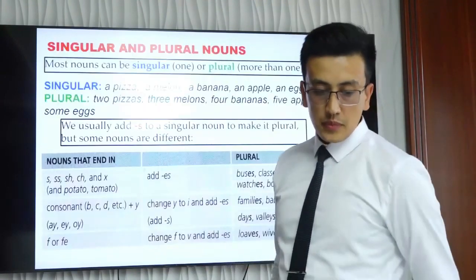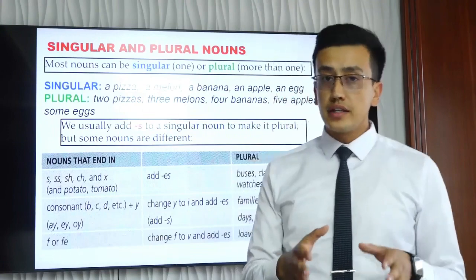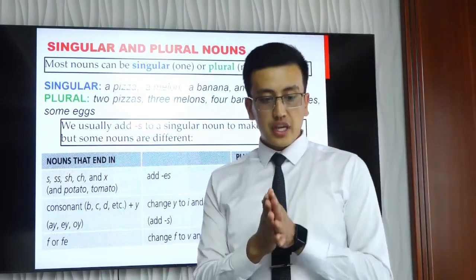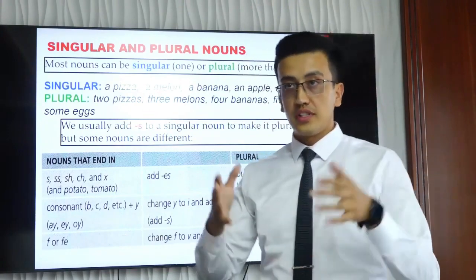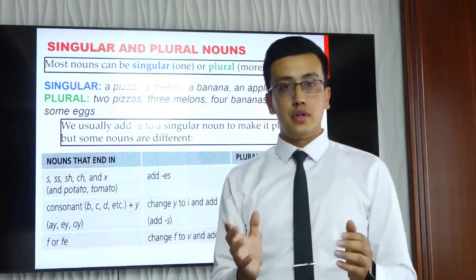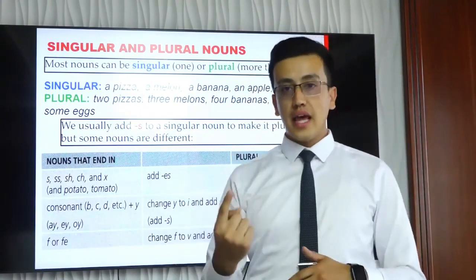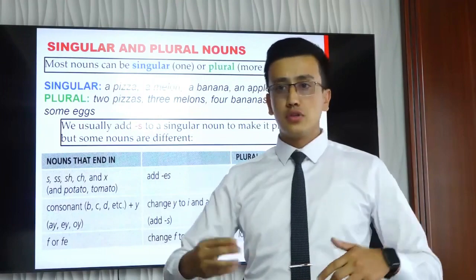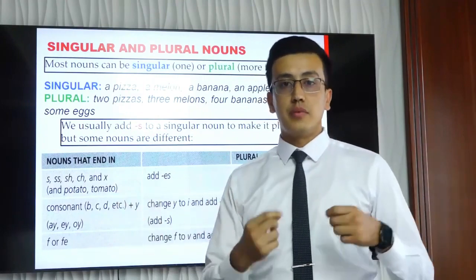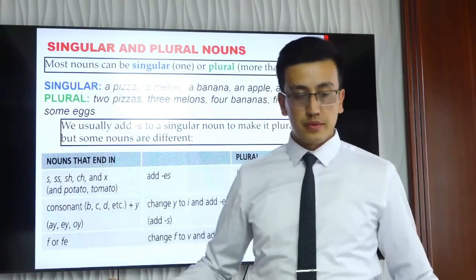And let's talk about singularity and plurality of nouns. Most nouns can be singular or plural. For example, just imagine you have an apple. You can count them: 1 apple, 2 apples, 3 apples, or many apples. You can count them by 1, 2, 3, and so on.